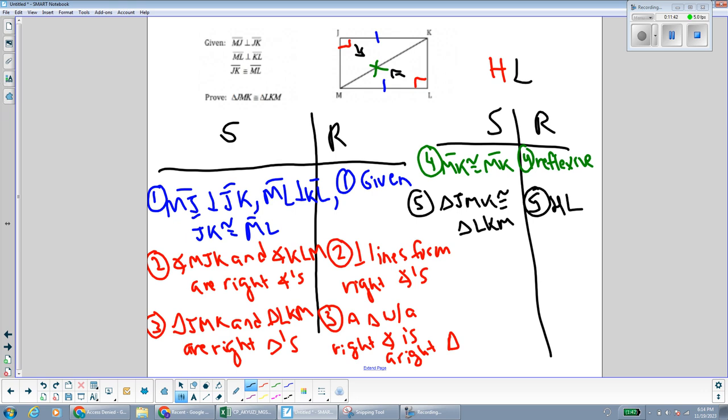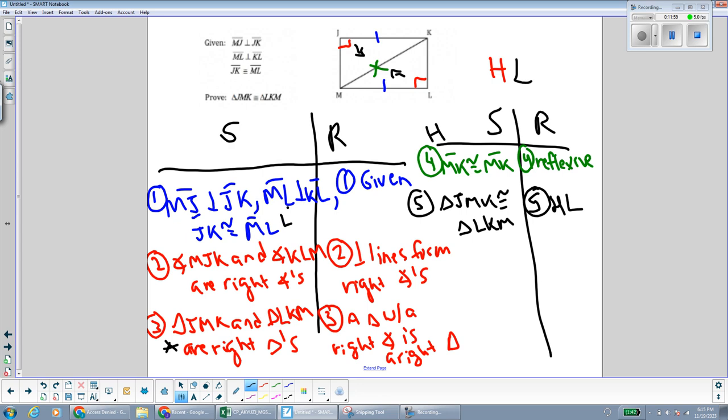So we do have the right triangles. That's right here in step 3. I'll just put a little star next to it because we do have that. The congruent hypothesis, that's MK congruent to MK. So I'm going to write that here. We have our H. And then our congruent pair of legs, that was JK and ML.